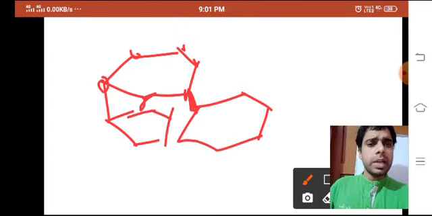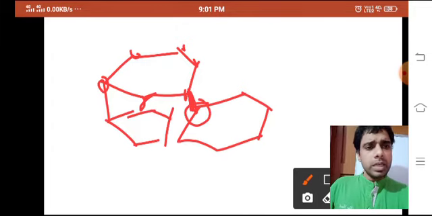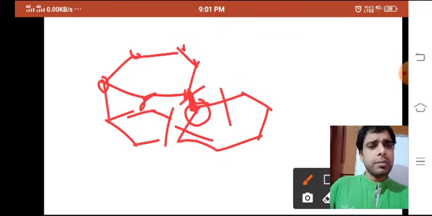So you can see, if I am talking about this carbon, how many links does it have? One, two, three. So three carbons, but carbon has four electrons: 1, 2, 3, 4.